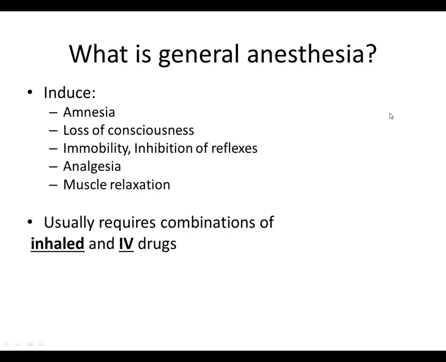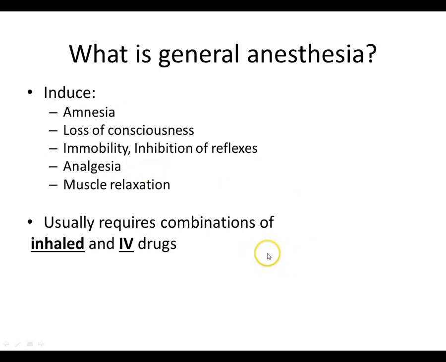In this lecture, we're discussing drugs that are used in general anesthesia. General anesthesia includes not just loss of consciousness, which I think everyone associates with anesthesia, but also an amnesia component, immobility and the inhibition of reflexes, analgesia, and also muscle relaxation. We are not going to discuss the muscle relaxants in this section, but we'll touch on drugs that accomplish all of these other features.